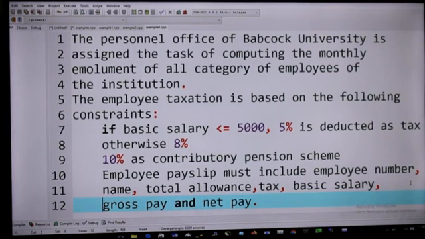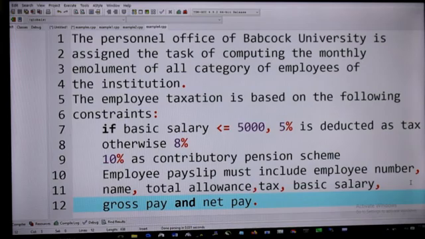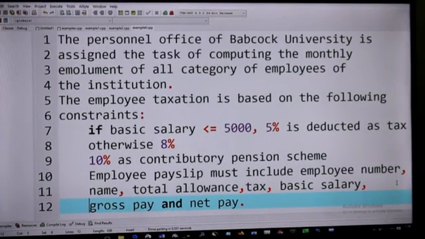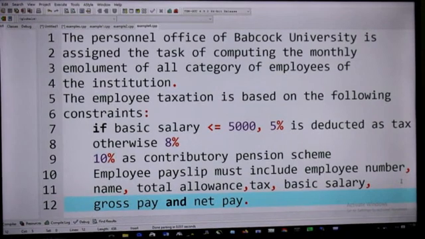This is another example. The Personnel Office of Babcock University is assigned the task of computing the monthly emolument of all categories of employees of the institution. The employee taxation is based on the following constraints. If basic salary is less than or equal to 5,000 naira, 5% is deducted as tax, otherwise 8%. 10% as contributory pension scheme. Employee pay slip must include employee number, name, total allowance, tax, basic salary, gross pay, and net pay.